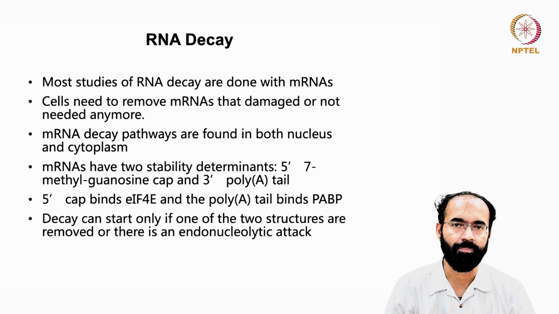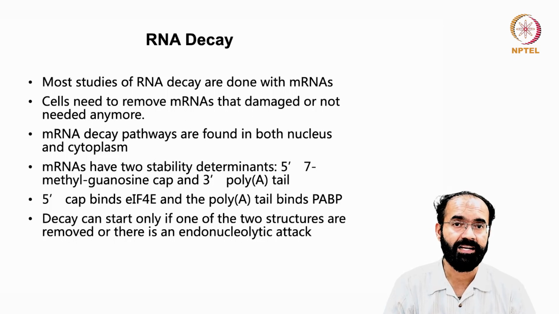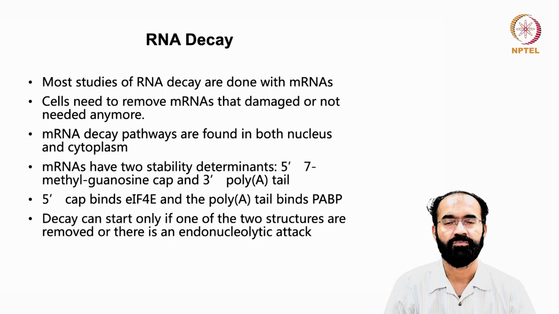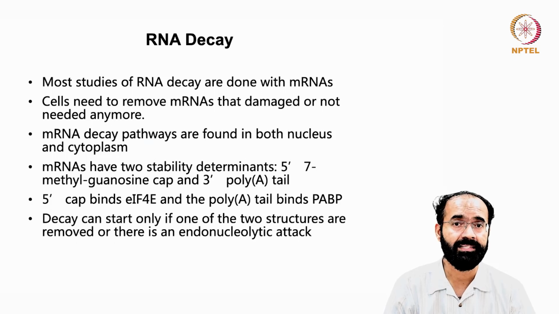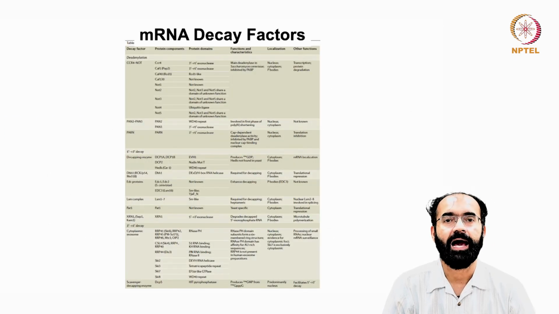So RNA degradation is important, but premature degradation or unwanted degradation also should be prevented. But these things keep happening in a cell. So an adequate monitoring system, an adequate surveillance system, is important for maintaining the healthy quantity and quality of the RNA population inside a cell. Let us see RNA decay factors.